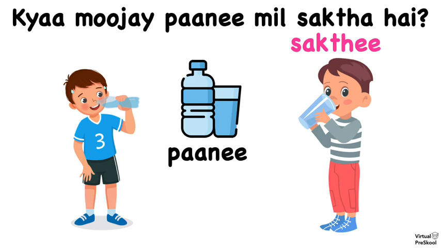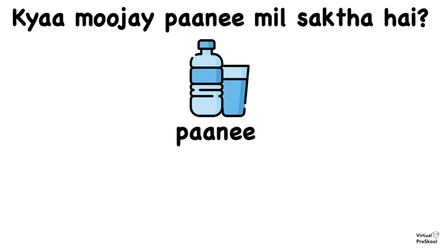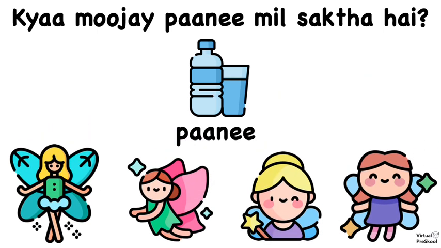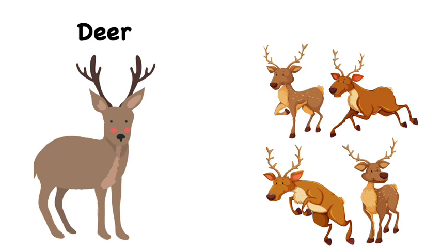But here's the thing. Pani is one of the words that doesn't follow the rules. Okay? So why doesn't it follow the rules? Because the Hindi fairies said so. That's why. You know how in English, some words don't follow the rules and patterns? Like there's one deer. And if there's more than one deer, do we say deers? No. The plural of deer is also deer. So this is one of the words in English that doesn't follow the rules.